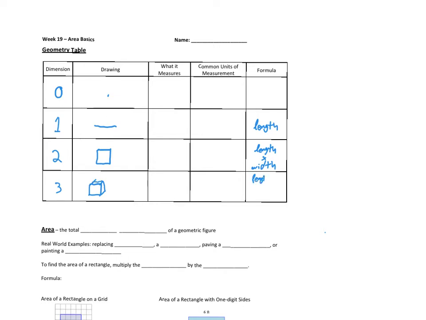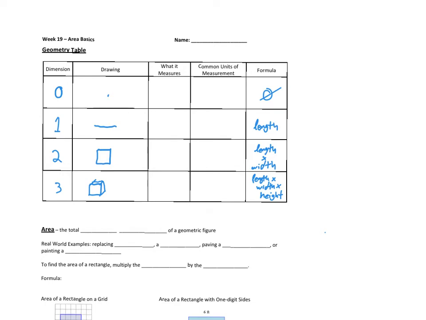Don't worry about making your drawings look too good. Length times width times height. Okay, so there is no formula for 0 dimensions because you can't measure 0 dimensions. It's the null set. It's nothing.